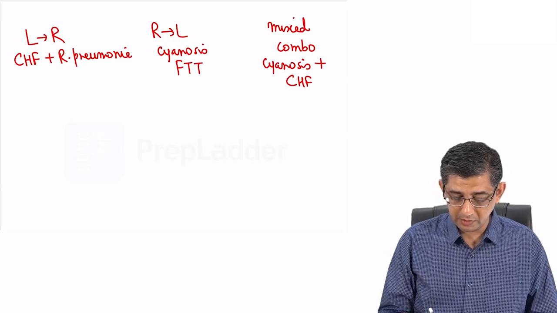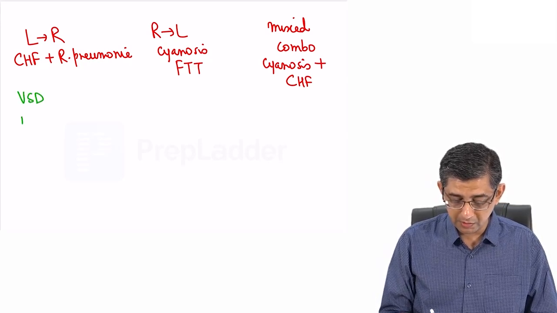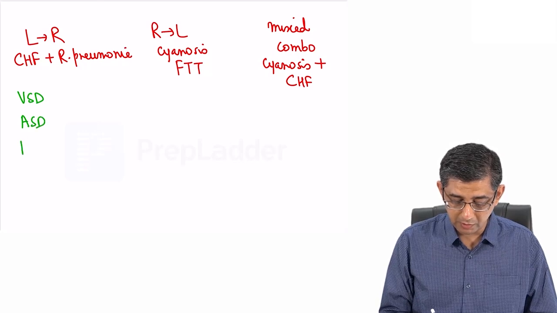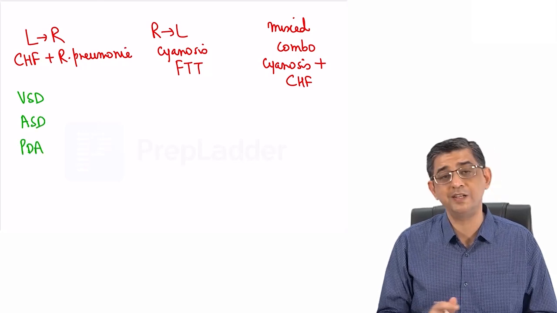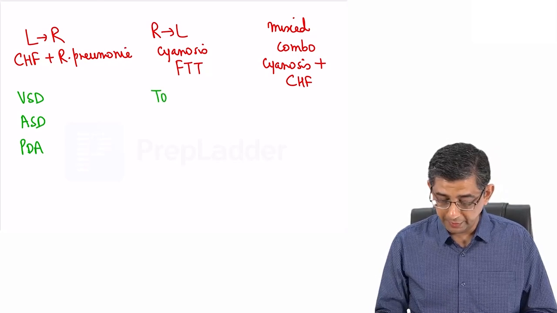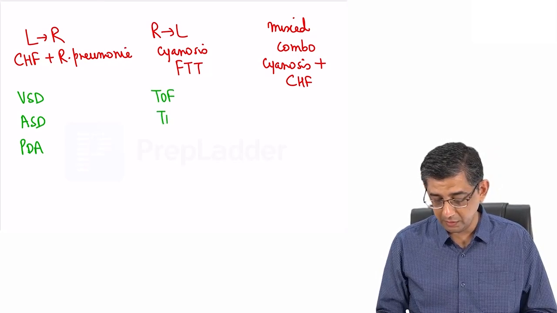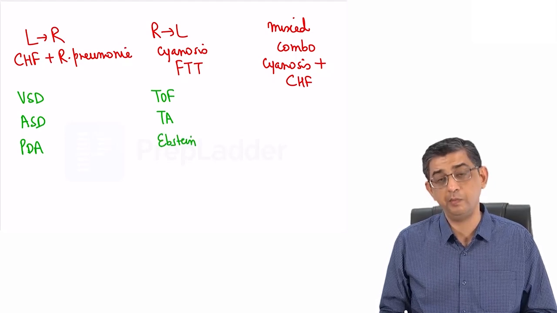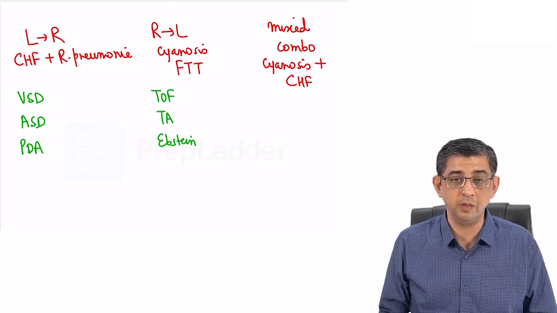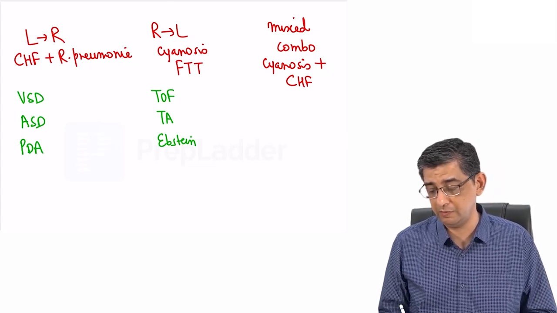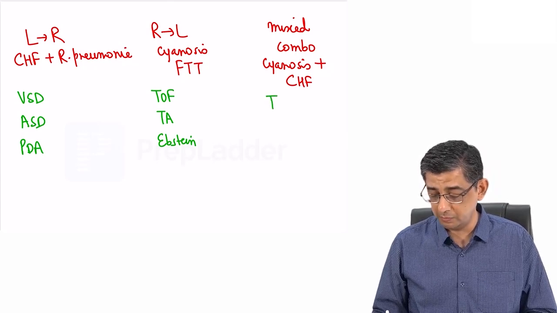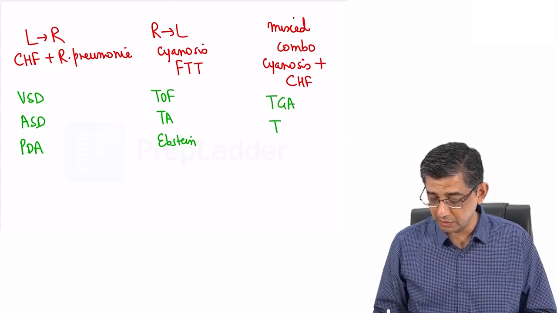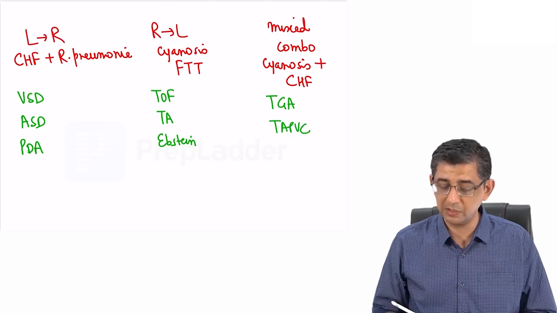For left to right sided shunts, the diseases to be remembered are VSD, ASD and PDA. The comparison of them has been done with respect to the heart sounds already. For right to left, it would be tetralogy of Fallot, tricuspid atresia, and then Ebstein anomaly. Ebstein per se is asked primarily for two reasons: association with lithium, WPW, and inferior displacement of the valve. The mixed defects to be remembered are transposition of great arteries and total anomalous pulmonary venous connection.